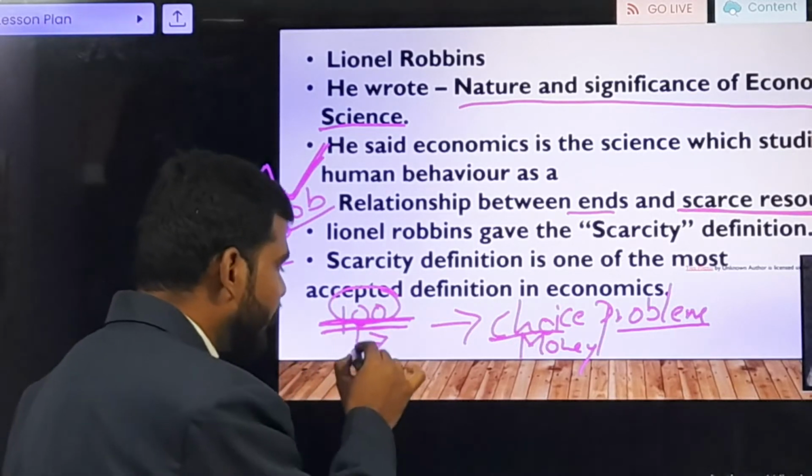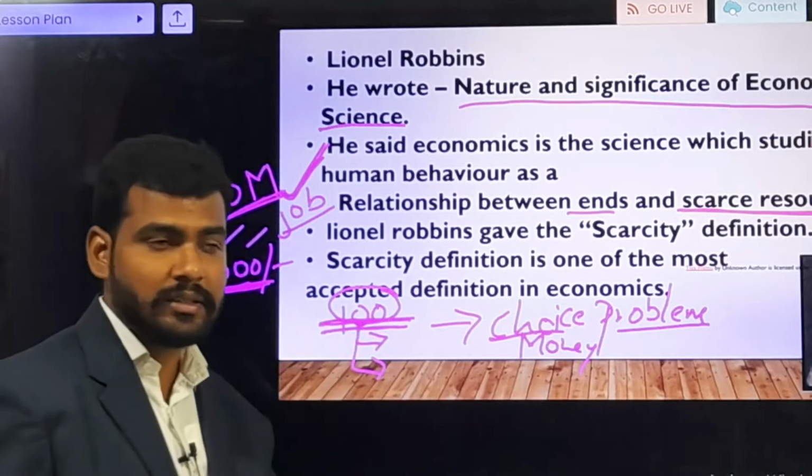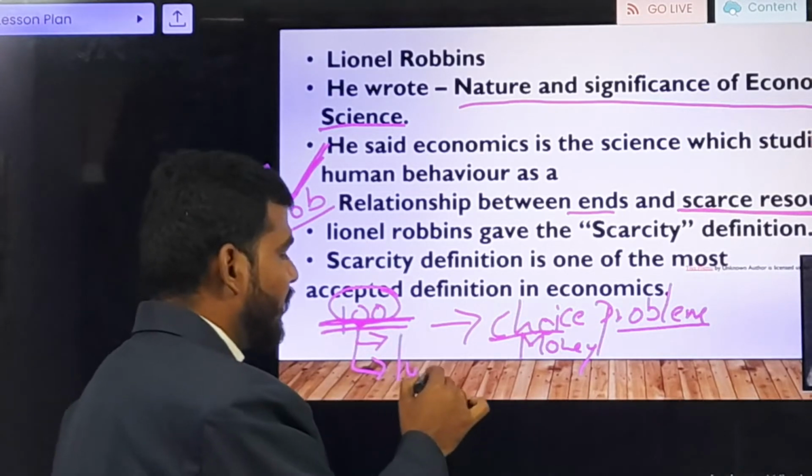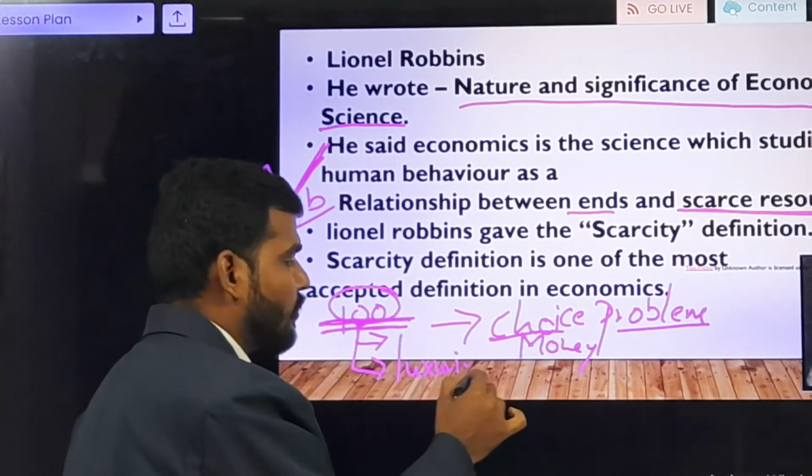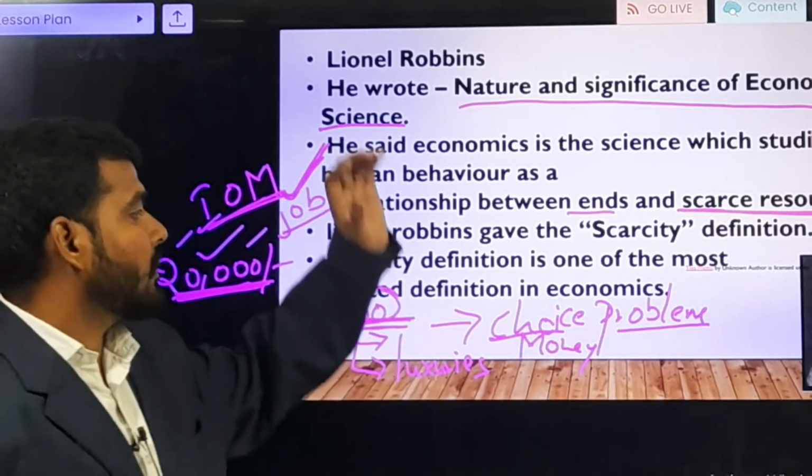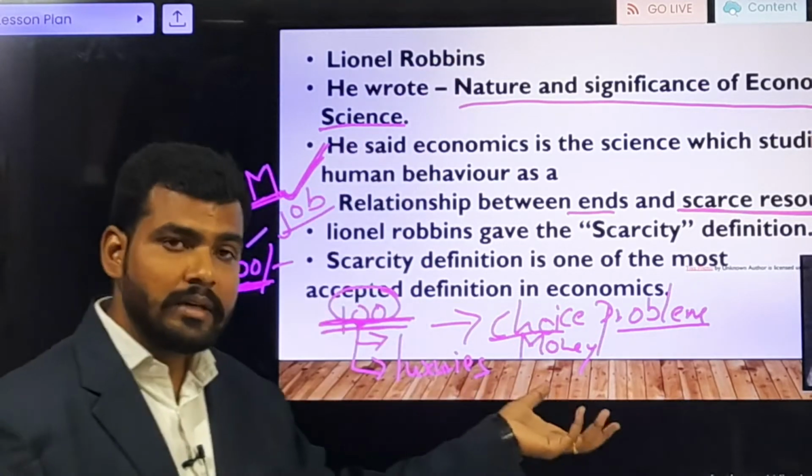After clearing your necessities, after solving your necessities, then you can go for luxuries. This is called the choice problem, and Mr. Lionel Robbins spoke about the choice problem.